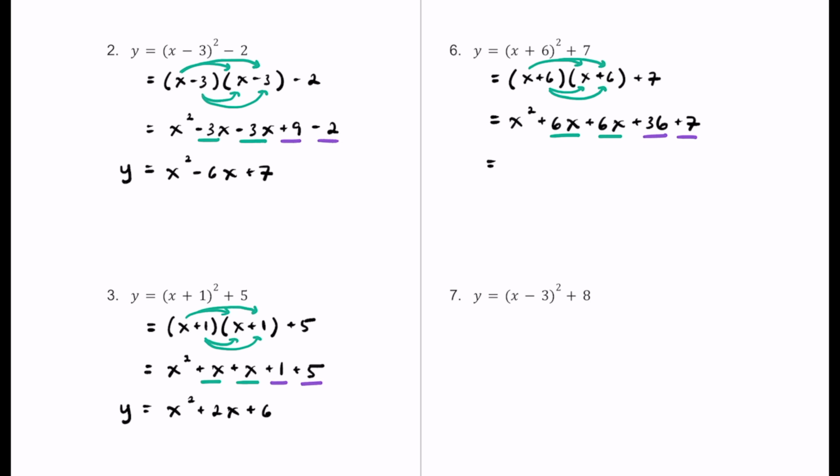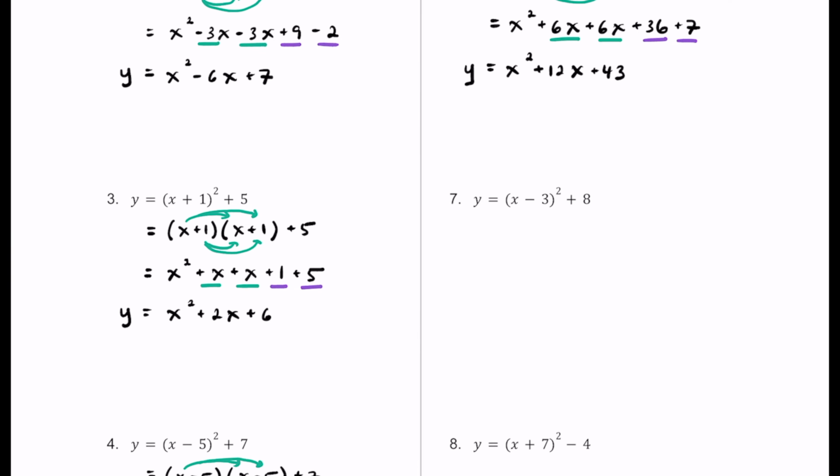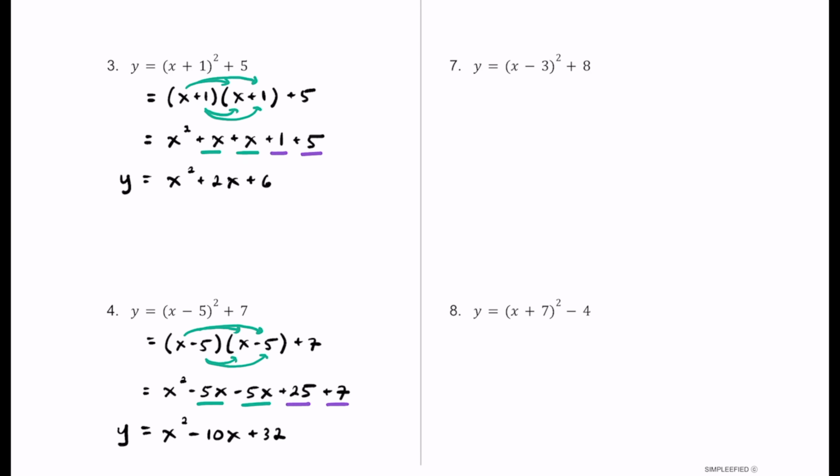And so if we do that, we're going to have x squared, we're going to have a plus 12x, and then 36 plus 7 is 43. So here is our quadratic equation written in standard form where a is 1, b is 12, and c is 43. For number 7, we have y is equal to the quantity of x minus 3 squared plus 8.